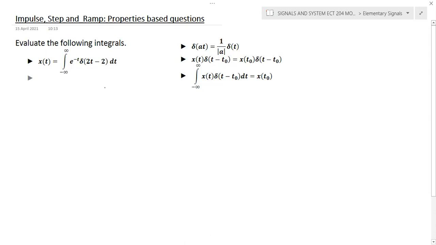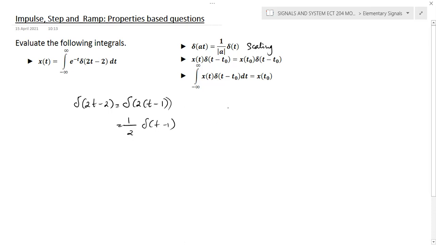So this is another question similar to the previous one. Here the impulse signal is given as del of 2t minus 2. So we need to convert it into standard form. So we need to write del of 2 into t minus 1. By applying the scaling property, del of at is 1 by modulus of a into del of t. That is the scaling property of the impulse signal. So you can write 1 by modulus of 2, that is, 1 by 2 del of t minus 1.